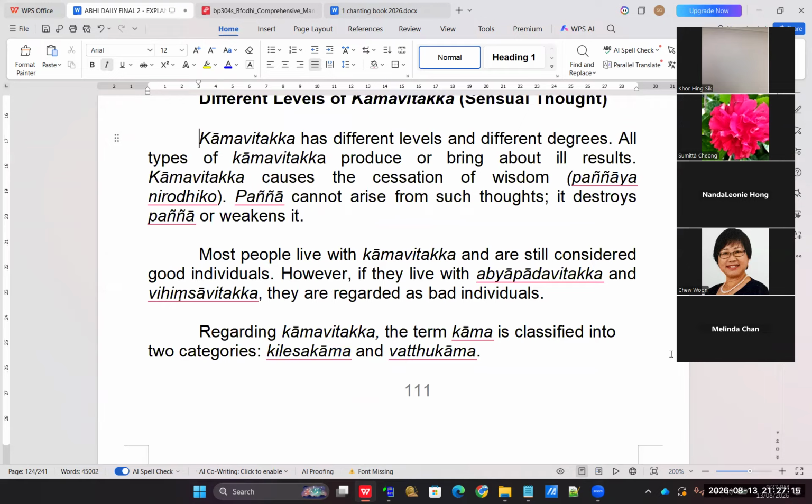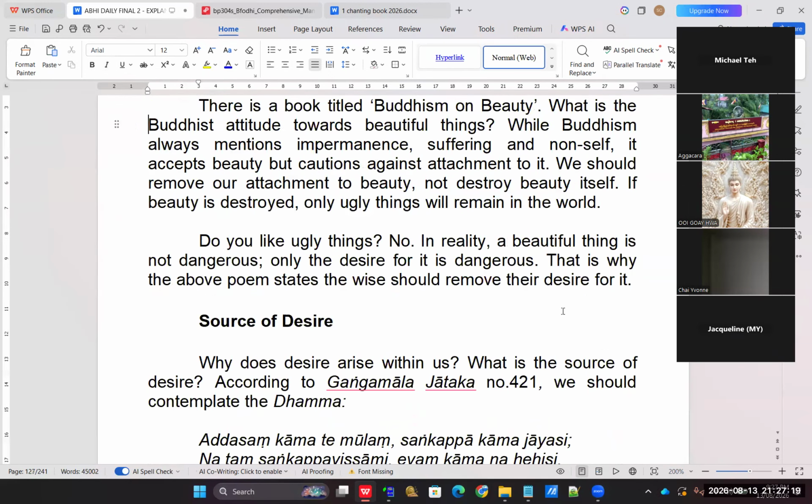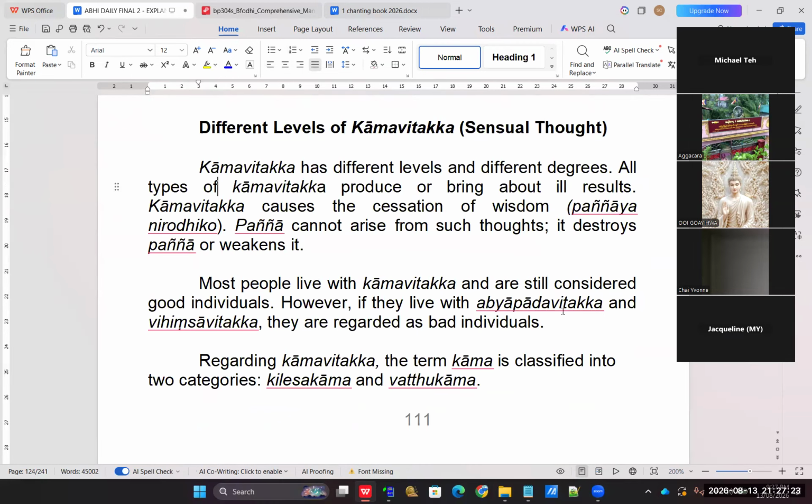Okay, so next one. I think we can finish the book today. Yeah, okay. Today is not so difficult a topic to read. No, it's quite easy. Sister Chai, yes.